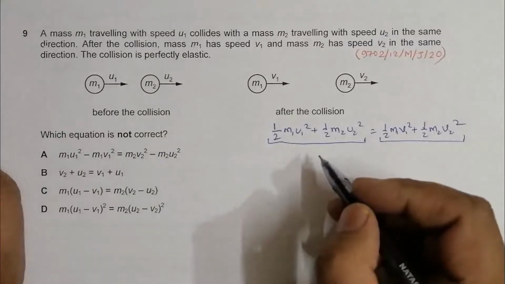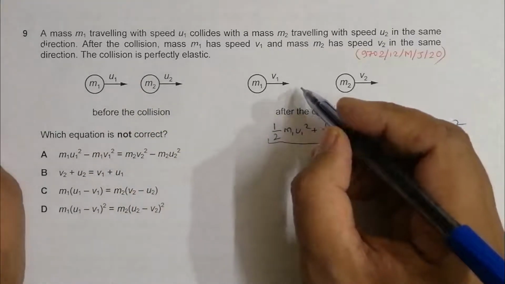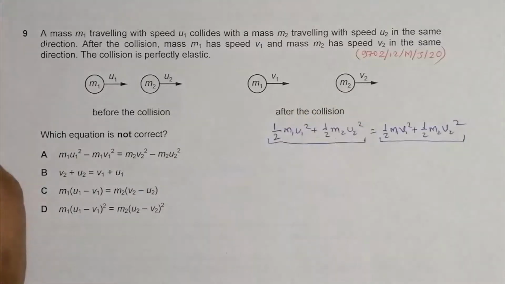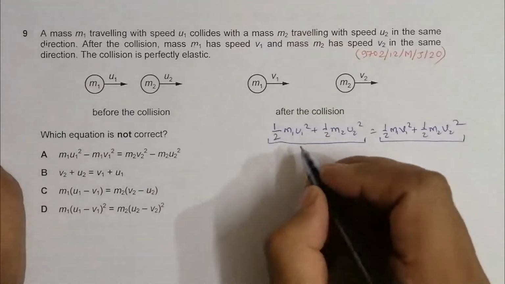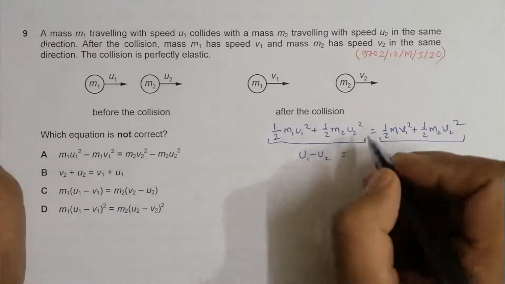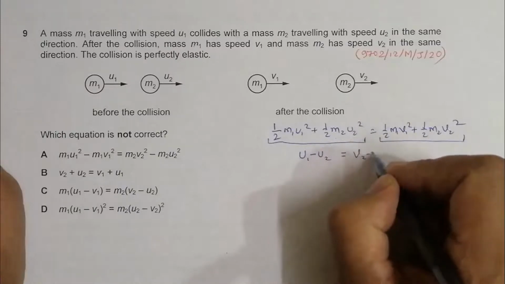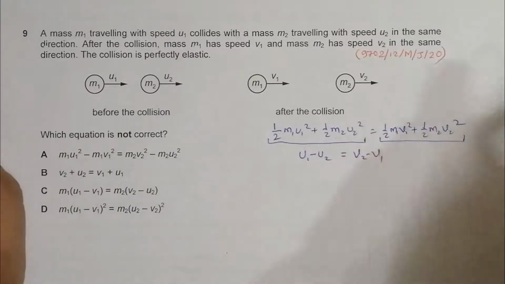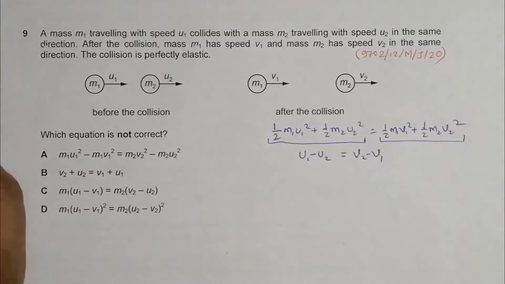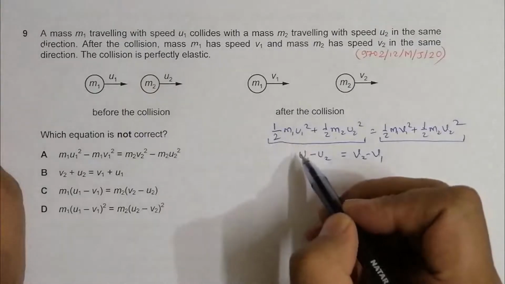Then another equation is about the relative velocity of approach before collision and the relative velocity of separation after the collision. So the relative velocity of approach is u1 minus u2, equal to the relative velocity of separation, v2 minus v1. So these are the two equations we obtain when dealing with elastic collision. Let us see which one among these resembles this and which does not.